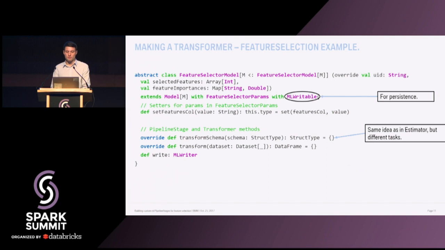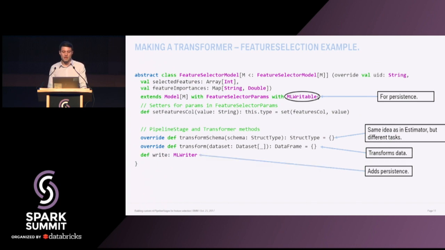Then the most important method of a transformer is the transform method, which here extracts the features that are the most important ones and adds them to a new vector column in a returned data frame. And then we also have to implement the write method, which was needed for the trait ML writable.